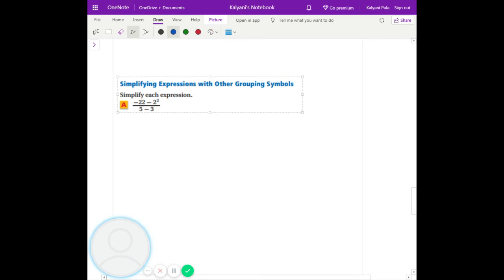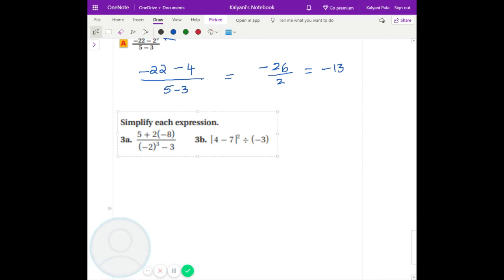So the first thing on the top, I have a 2 squared, which is an exponent right here. So that's what I'm going to do. Negative 22, 2 squared is 4, over 5 minus 3. I'll write one more step. Negative 22 minus 4 is basically negative 26, over 2. I can simplify for sure. That's a negative 13. Does that make sense? Yes. Okay, good. All right, let's try these two questions.